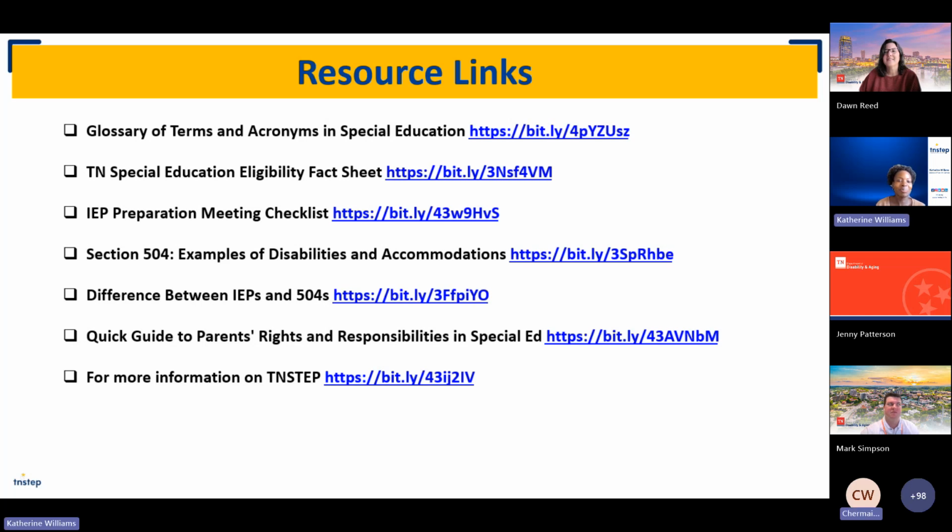So these are some of the resources that would be beneficial for going over if you wanted to learn more about the IEP process.